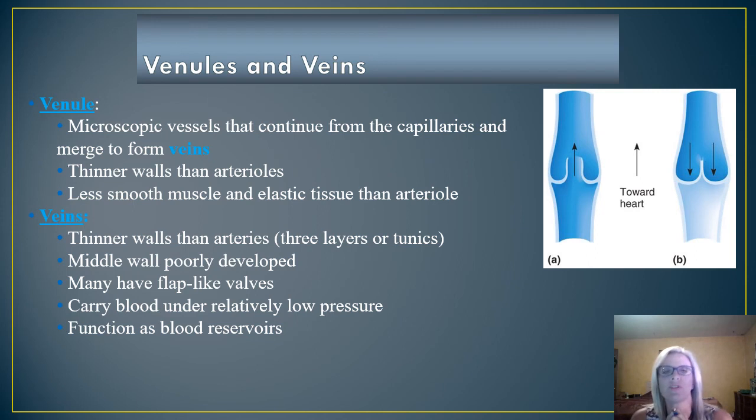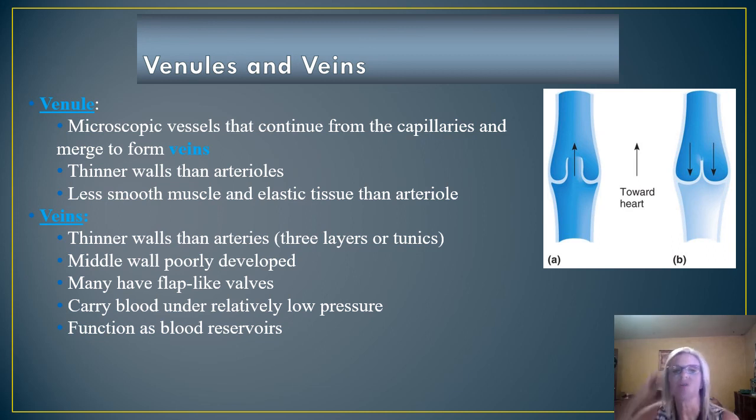Here we're looking at the difference between venules and veins. Venules are microscopic. These are just like capillaries, but they are on the vein side. These are tiny. So they continue from the capillaries and merge to form veins. They basically just get larger. They have thinner walls than arterioles and less smooth muscle and elastic tissue. Veins are going to be larger, but they are thinner. They have thinner walls, as we looked at, than arteries. The middle wall is not near as developed. Remember, they have flap-like valves and carry blood under much lower pressure than arteries.